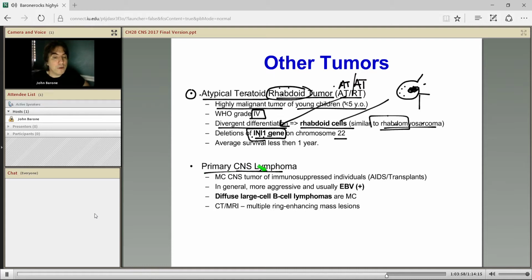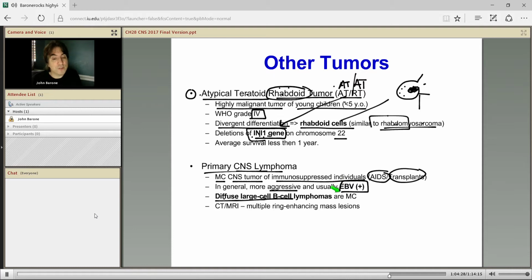All right, now, can you get lymphoma only in your brain? Primary lymphoma only in the brain? Sure, you can. And it usually occurs in immunocompromised patients. In fact, it is the most common brain tumor in immunocompromised patients. So patients with AIDS, patients with immunosuppression from transplant, people who are immunocompromised, their most common brain tumor is going to be a lymphoma. Now, it's usually a diffuse large B cell, which is more aggressive.